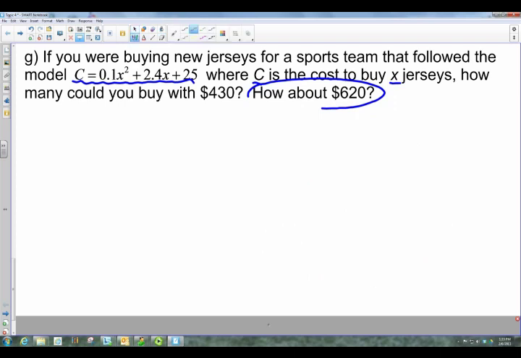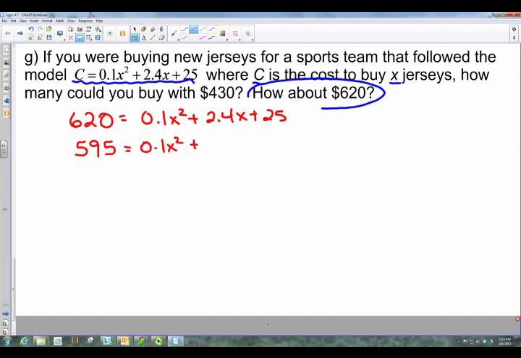So you substitute in your 620. So you got 620 equals 0.1x squared plus 2.4x plus 25. So start by subtracting 25. That will give you 595 equals 0.1x squared plus 2.4x. Then you divide by 0.1 or multiply by 10. So that gives you 5,950 equals x squared plus 24x. Okay, take half of b, which is 12, square that, that gives you 144.